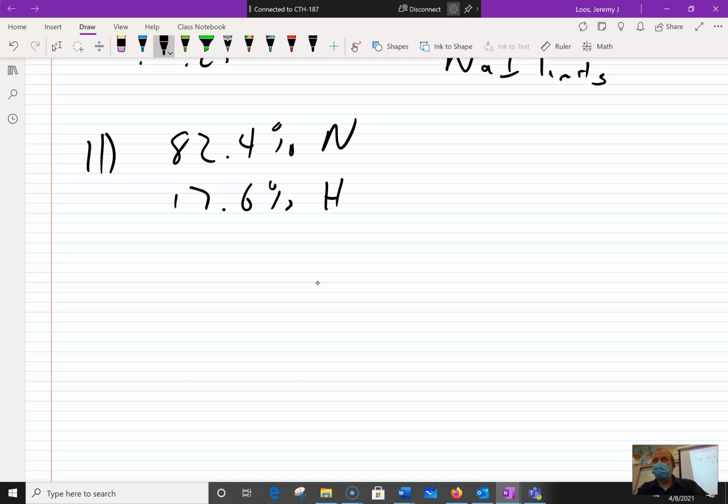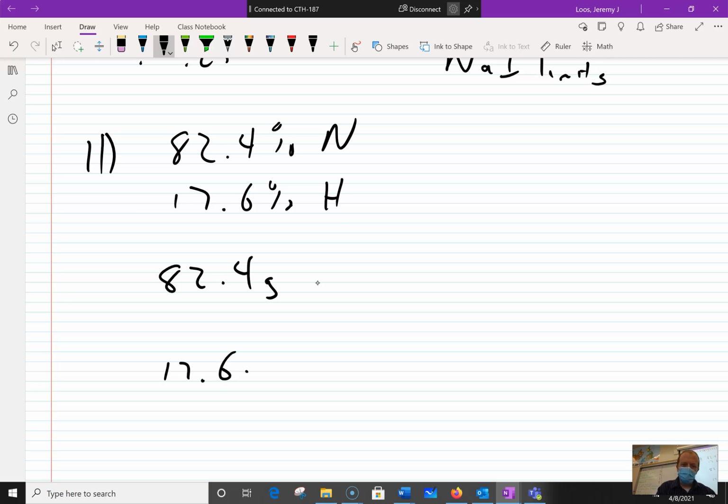Okay. First one is, the second one is, third one is, fourth one is. Okay, so this is what we're going to do. Percent to mass literally means change the percentage sign to a gram sign. Percent to mass.